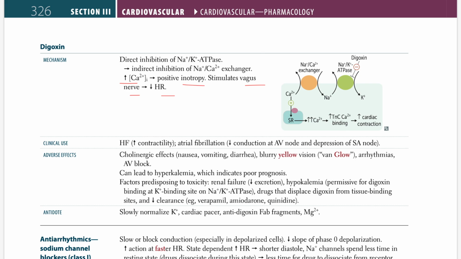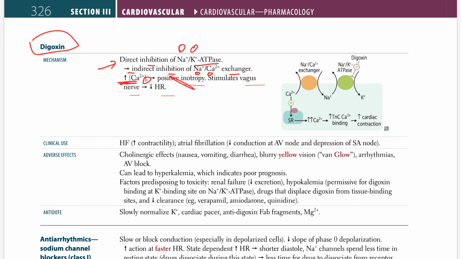Alright, let's talk about the high-yield drug digoxin. Its mechanism is that it directly inhibits the sodium-potassium ATPase channel, which leads to indirect inhibition of the sodium-calcium exchanger, and that causes an increase in calcium intracellularly. And when you increase the calcium intracellularly, it's going to cause positive inotropy.